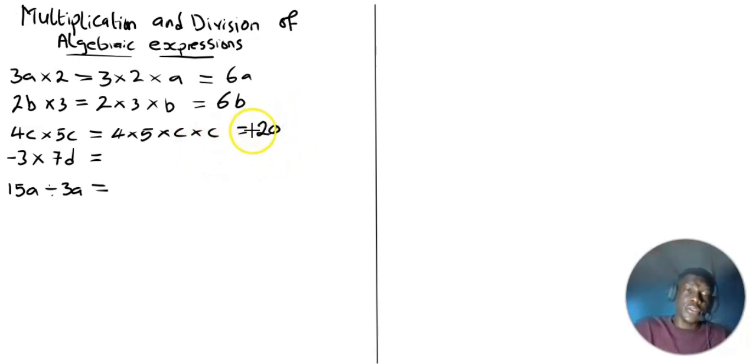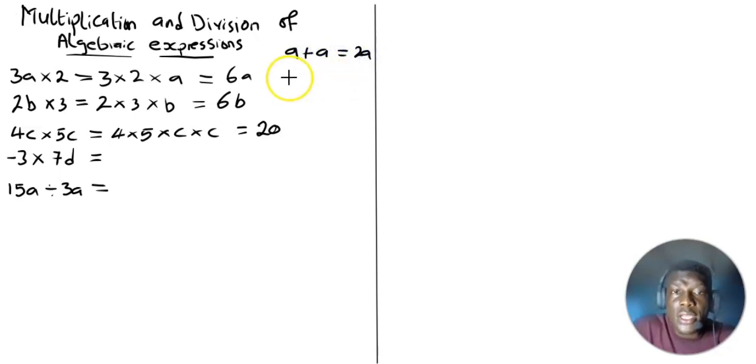This one is very simple. Remember, alphabet plus alphabet is different from alphabet times alphabet. What do I mean? When you have a plus a plus a, that is 3a, but when you have a times a, this is equal to a squared. Take note of this. So let's apply this on this question. 4 times 5 gives us 20, then c times c will give us c squared.